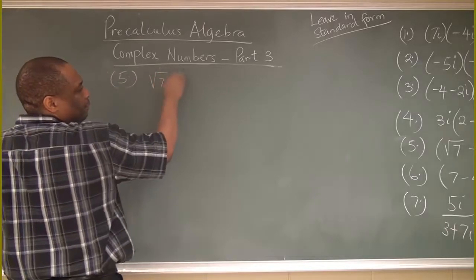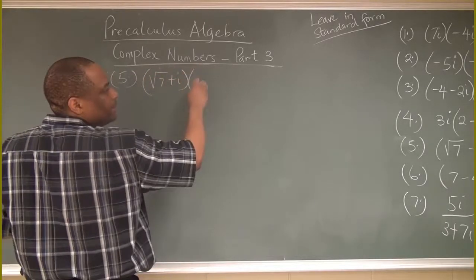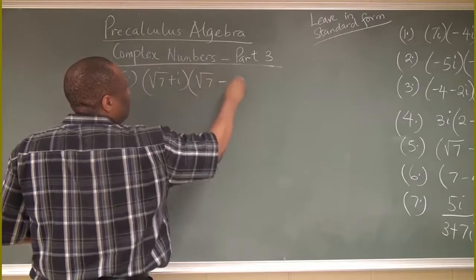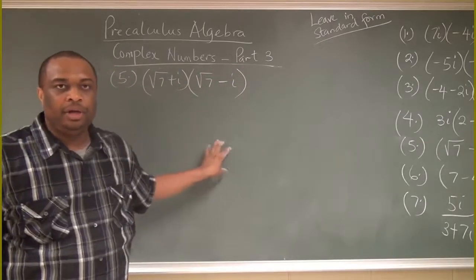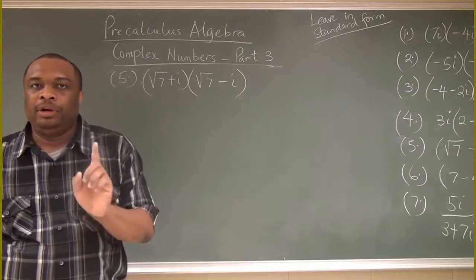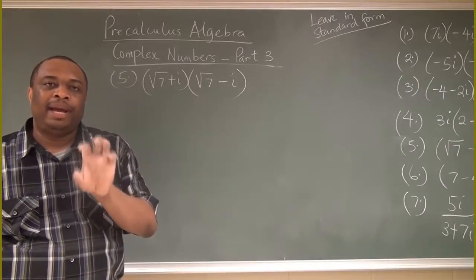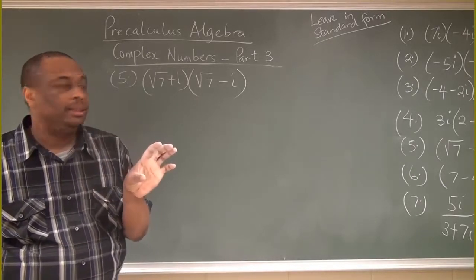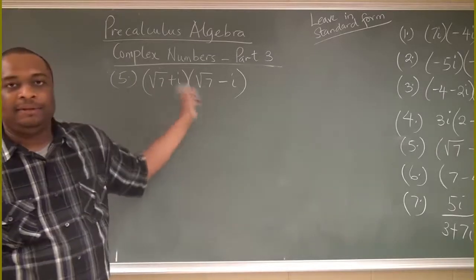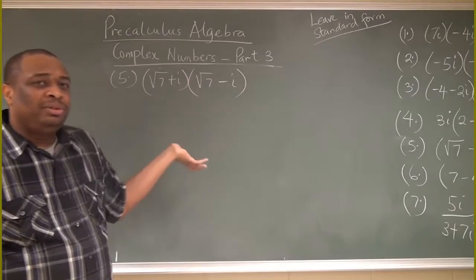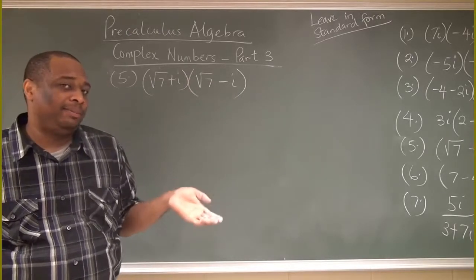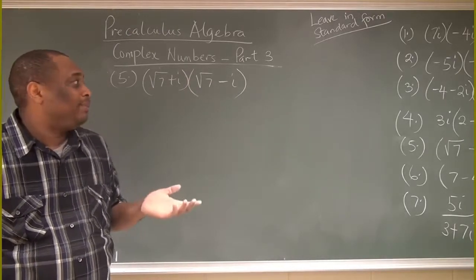Square root of 7 plus i times square root of 7 minus i. Please, before you view this video, view the video on factoring by difference of two squares, because this is a clear case of difference of two squares. You can use FOIL to do that, but it's going to waste time.